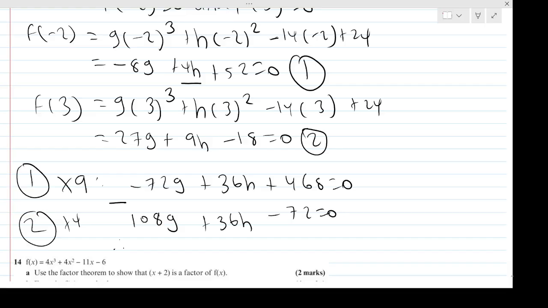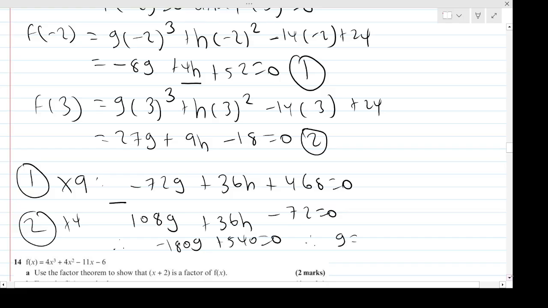Right, so now I can take them away, and therefore I'm left with minus 72g take away 108g, which gives minus 180g, and then of course 36h take away 36h gets us 0, and then 468 take away minus 72, so that'd be a double negative. So 468 add 72 gets me 540 equals 0. So now we can solve that for g.